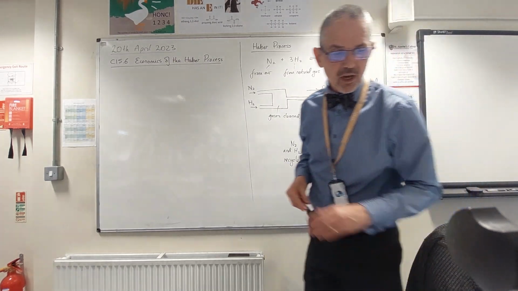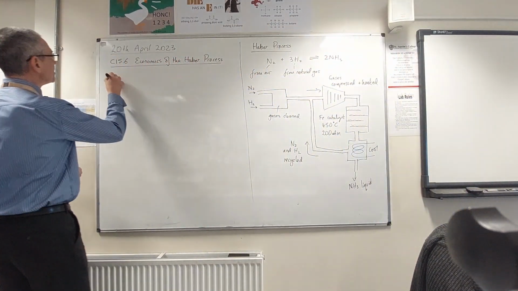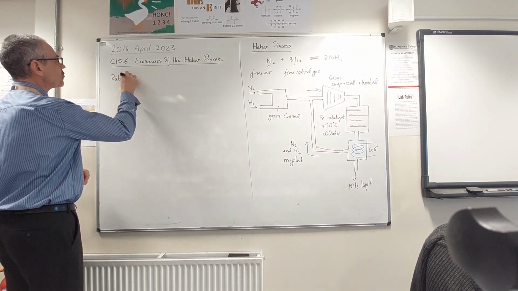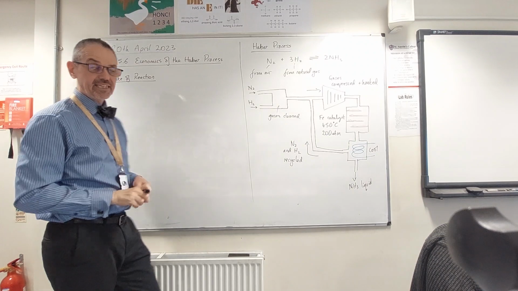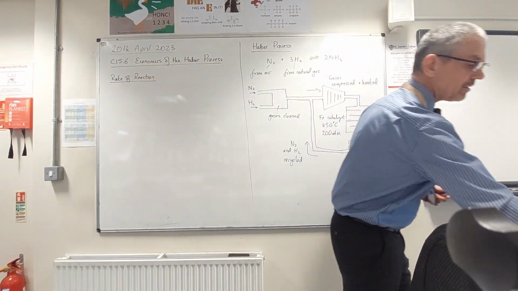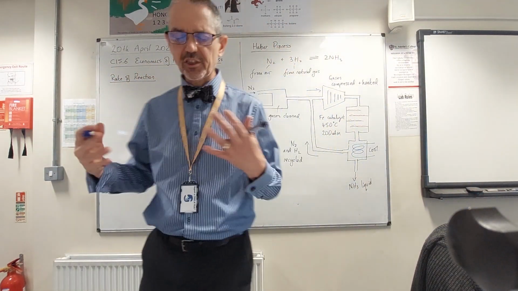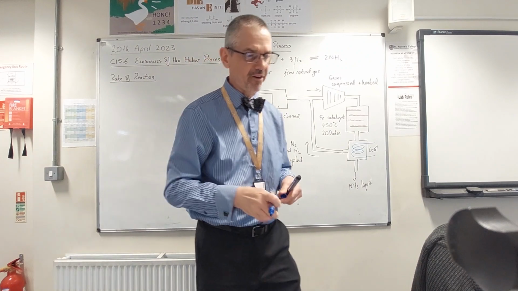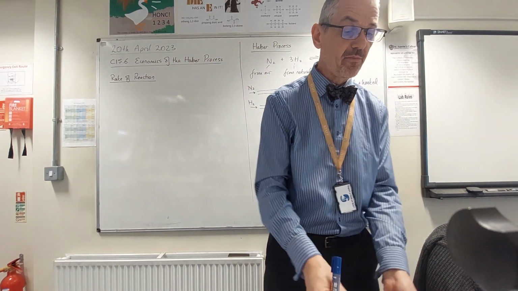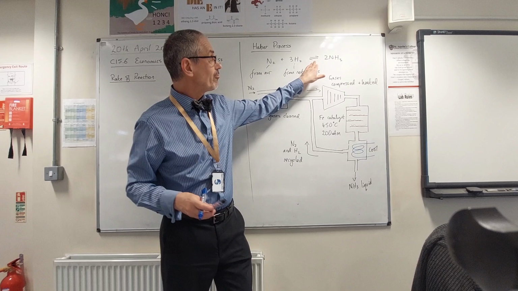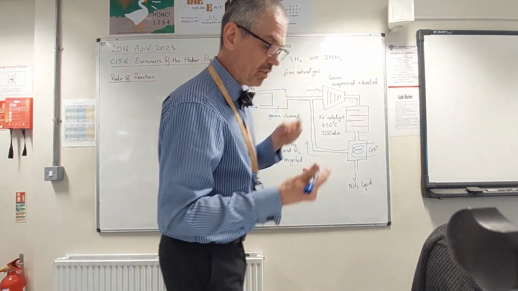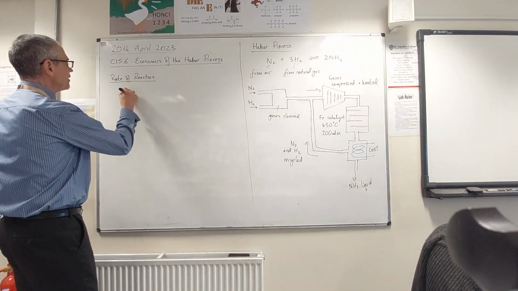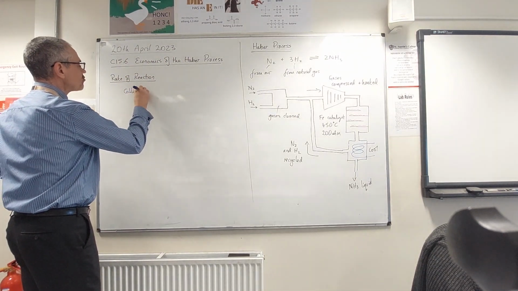So I want to look at two aspects of this: the rate of the reaction, how fast the nitrogen and hydrogen react to make the ammonia, and then the equilibrium. Equilibrium is going to be reached because we've got a reversible reaction. So we're going to have a little bit of topic 8 revision here.